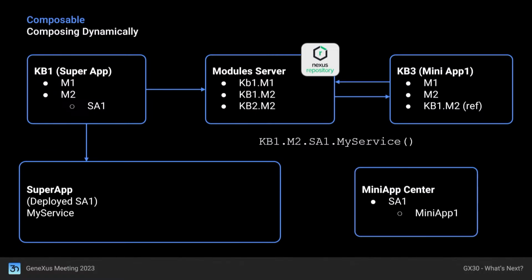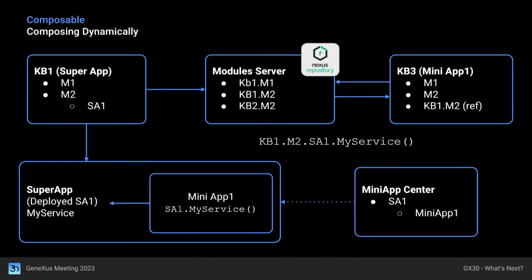I upload the declaration of the mini apps to the mini app center, and there all the lines are going to be uploaded. And there, the following step is that the super app will call the mini app center, ask for the lines available, and upload one directly. And when it's uploaded, it's executing the mini app in the environment of the super app, and the mini app can call the super app.